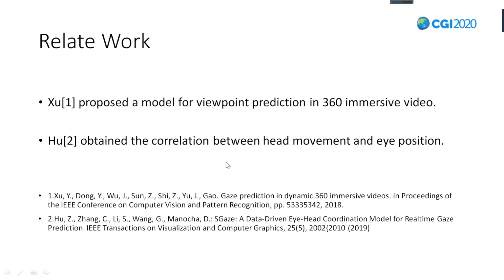This work is based on some previous work that we have been carrying out. The first is a model for viewpoint prediction in immersive video, and the second obtained the correlation between head movement and eye position.